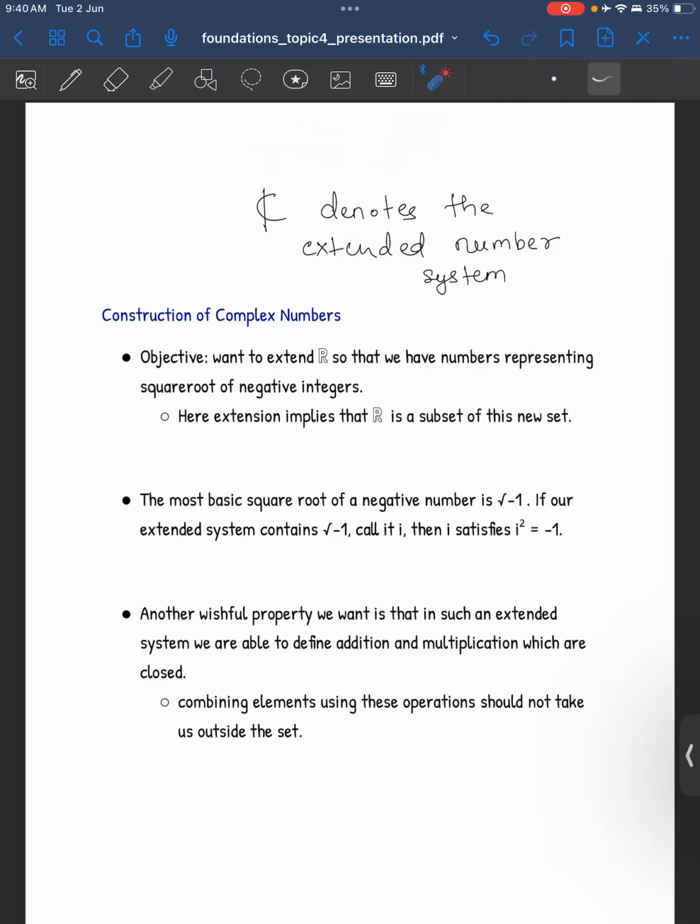So for convenience, we call the square root of -1 as i, and observe that since i is equal to square root of -1, this implies that i squared is equal to -1, which is what we have concluded here.